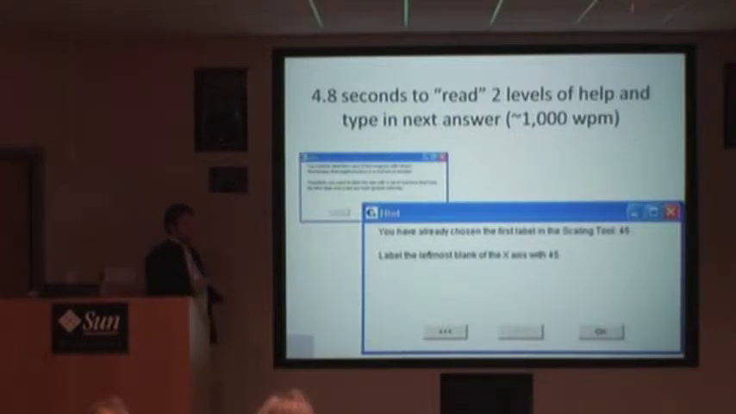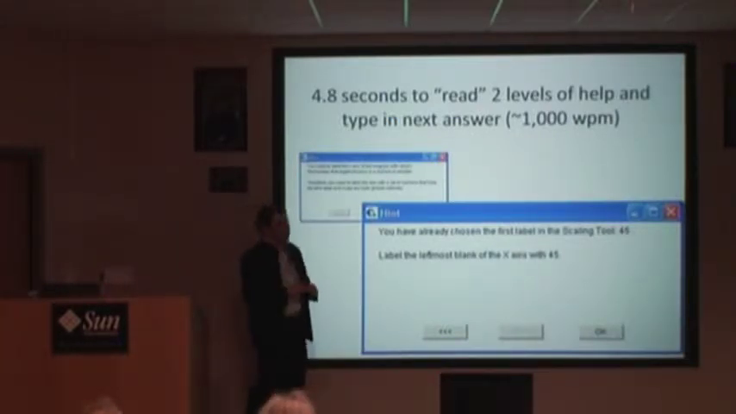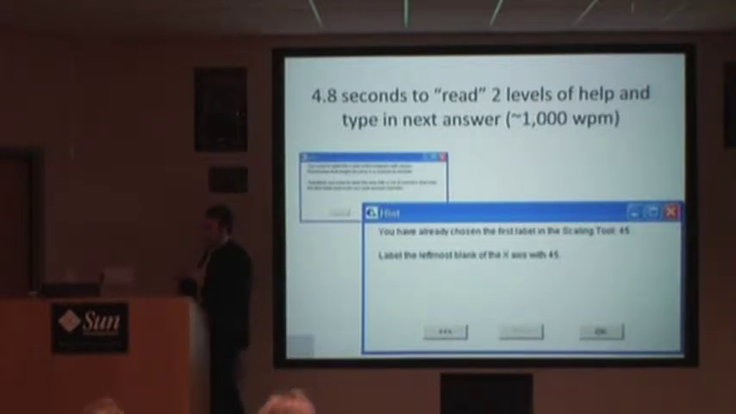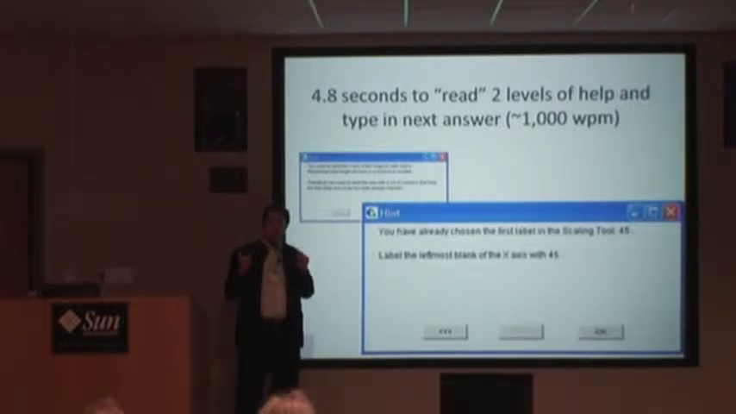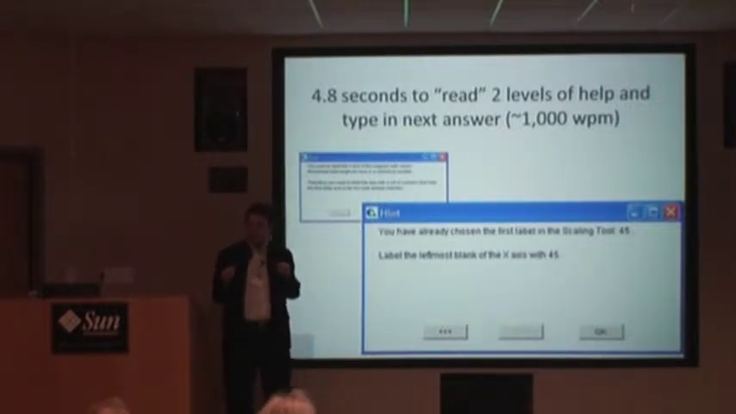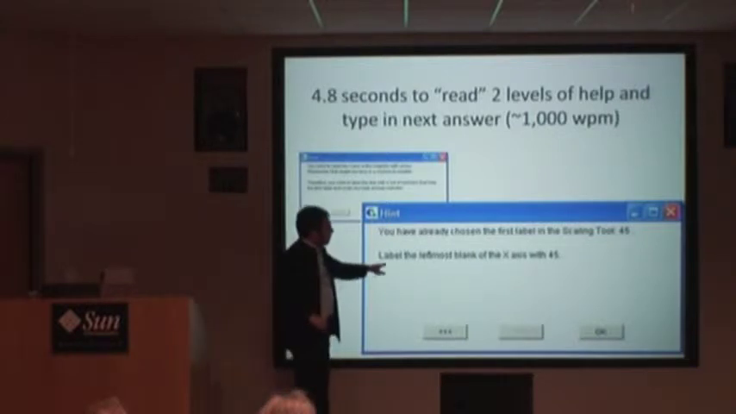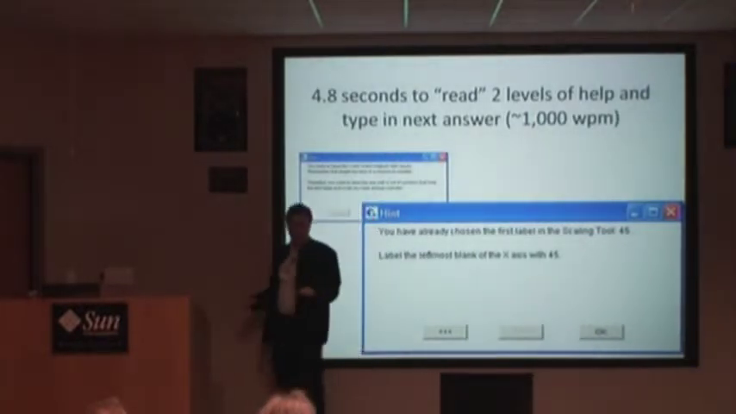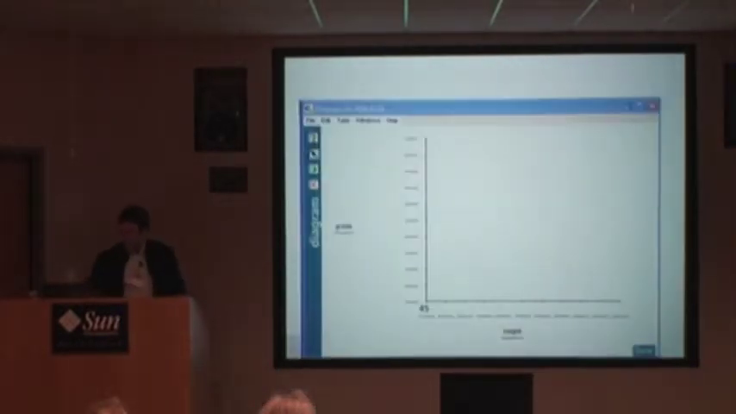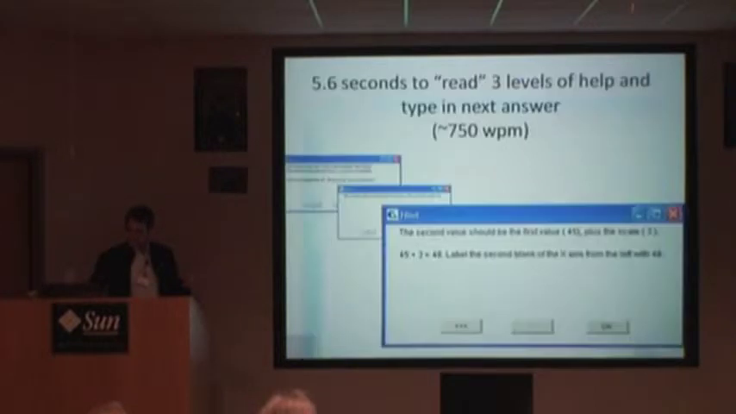So they click through the system's help, and they spend about 4.8 seconds reading two levels of help and typing in the next answer. I say reading in quotes because that's faster than almost all expert adult speed readers can handle. But it says, label the leftmost blank of the x-axis with 45 at the end, and the student types in 45, and it's correct. She then tries 45 on the y-axis, where it's not correct, and she asks for help again.